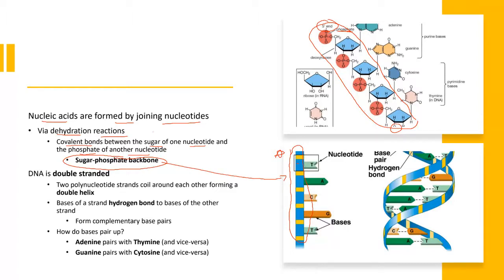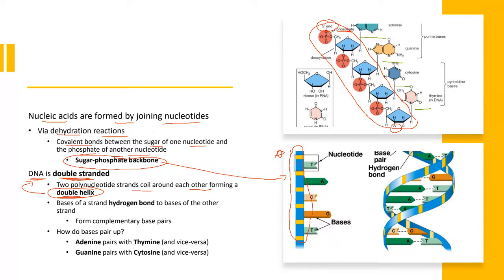Now, DNA is going to be double-stranded. It's a double-stranded molecule. Two polynucleotide strands coil around each other, forming something called a double helix. This is something you've probably heard about in terms of DNA. It's a double helix because it's double-stranded. The bases, which are these nitrogenous bases, I'm going to have them in a different color. These are all of the nitrogenous bases, and they're going to be linking to each other.